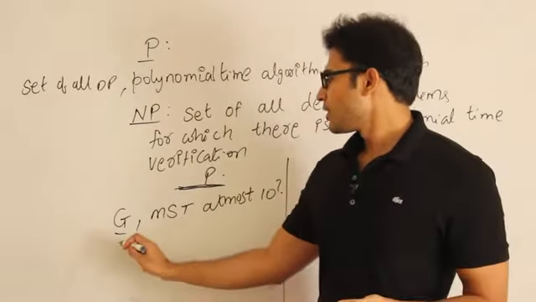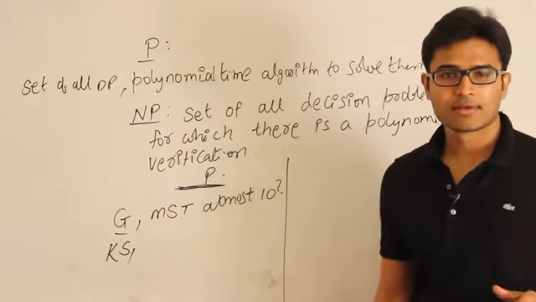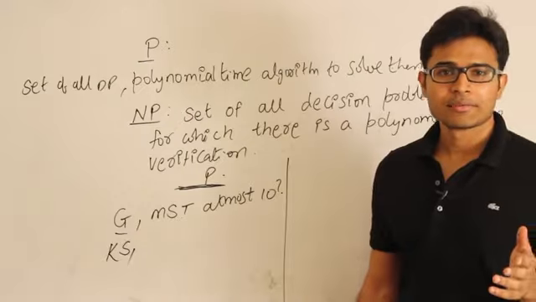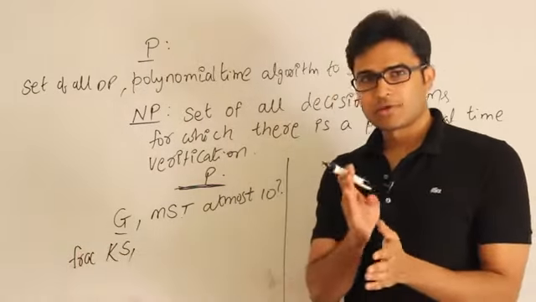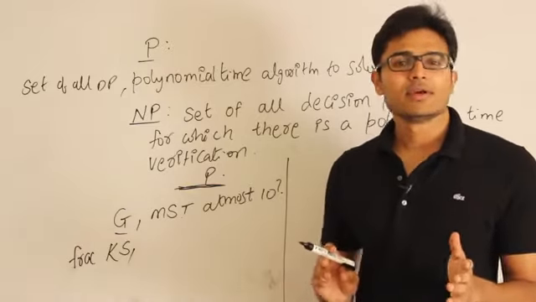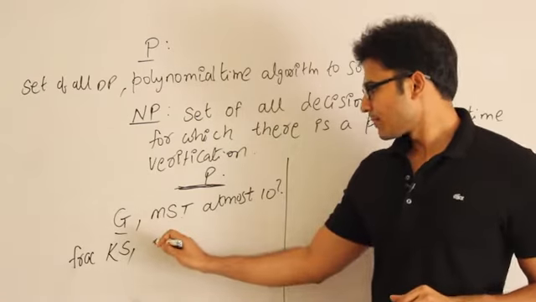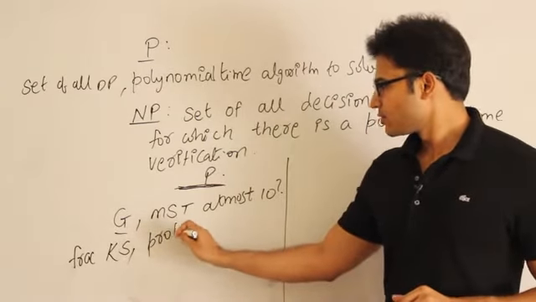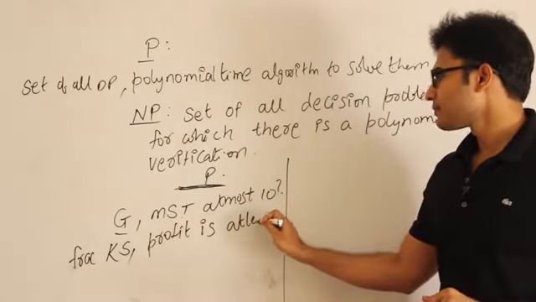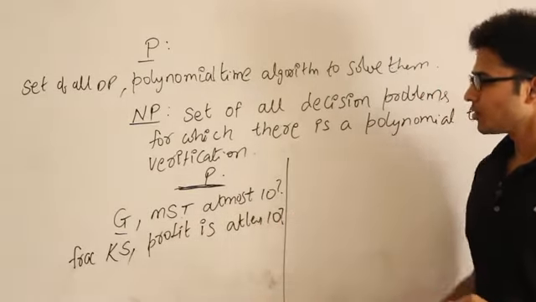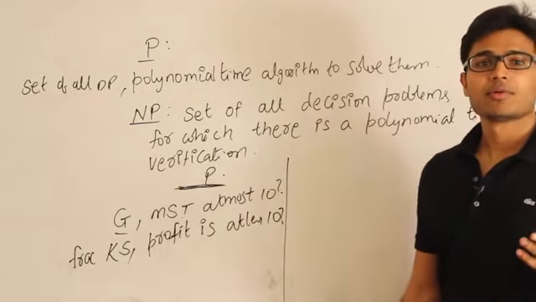And maybe given a knapsack problem, not the 0-1 knapsack problem, the normal knapsack, which means fractional, where fractions are also allowed. Is there any solution whose profit is at least 10? If this is the decision problem, can you answer this problem in polynomial time? Yes, in fact, we could answer the problem in polynomial time.